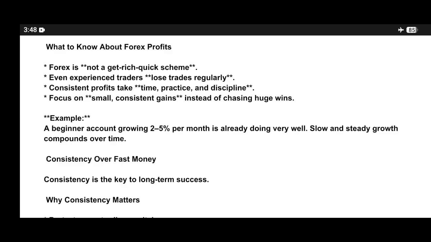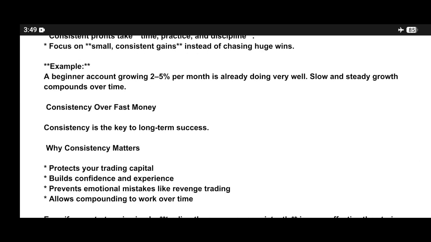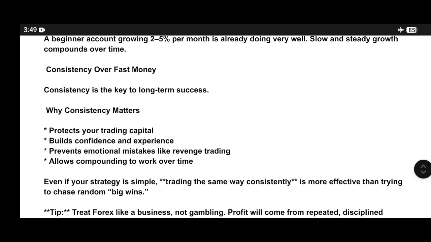A beginner account growing 2 to 5% per trade is already doing well. Slow and steady growth compounds over time. Consistency over fast money. Consistency is the key to long-term success. Why consistency matters: it protects your trading capital, builds confidence and experience, prevents emotional mistakes like revenge trading, and also allows compounding to work over time.